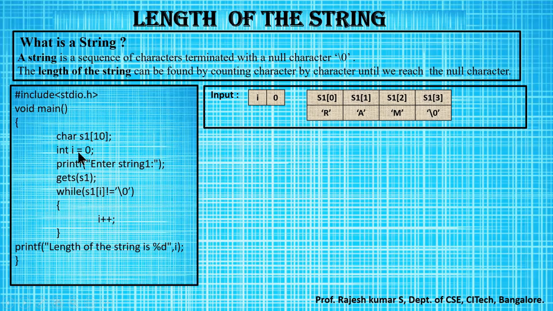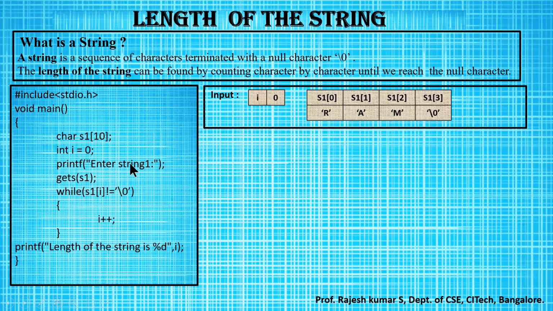The second variable I've used is int i = 0. I've used a variable I which is initialized to 0 because when I traverse inside the array, it always starts with the index 0. So I have initialized the value of I as 0. Next line, enter string 1. I am prompting the user to enter the string. You have to enter one string.